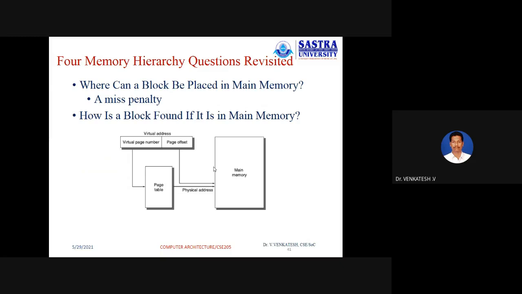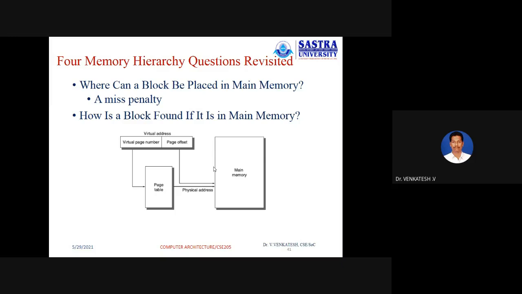How is a block found if it is in main memory? I have to refer to the page number. So we have a page number, and then a page directory, and then a page table entry there. With that, we have some offset. As I told you, we have a page number and a page offset that is given from the virtual address. From that, we can convert it to the physical address.